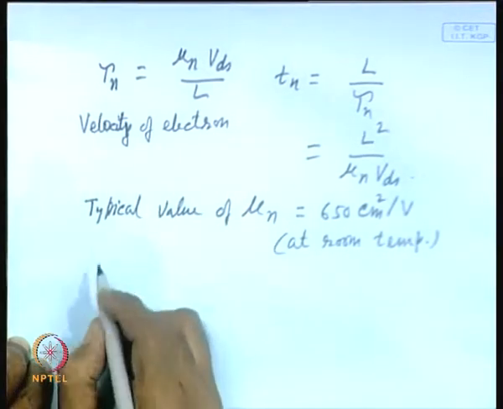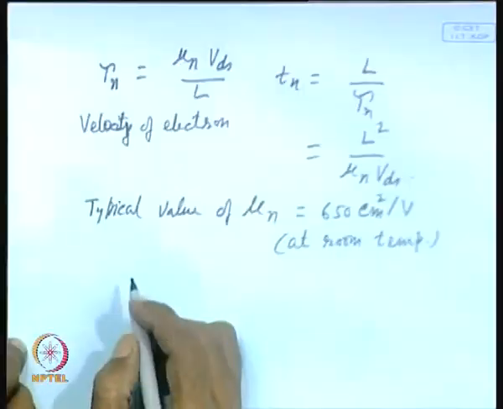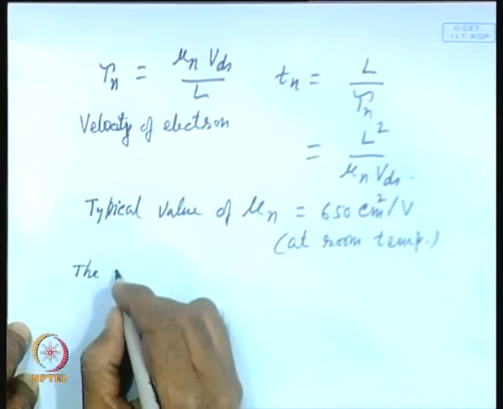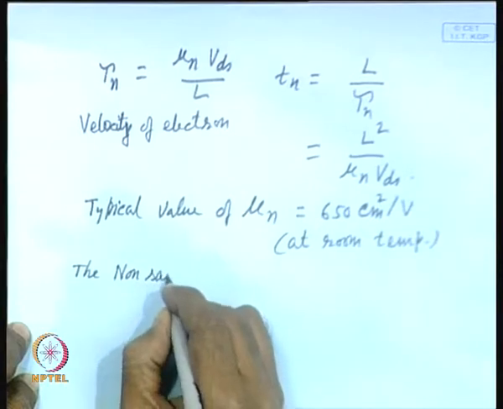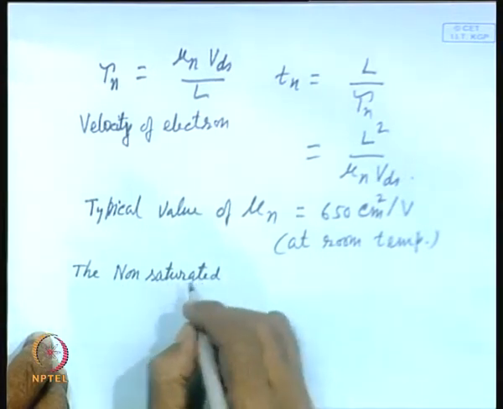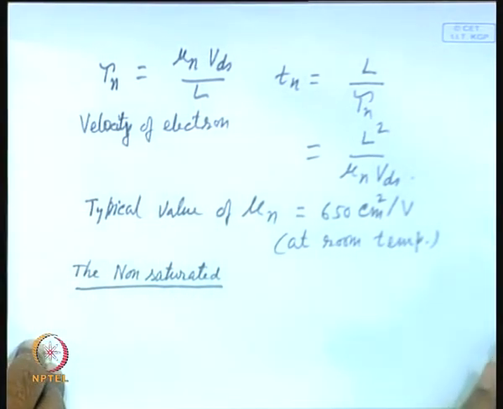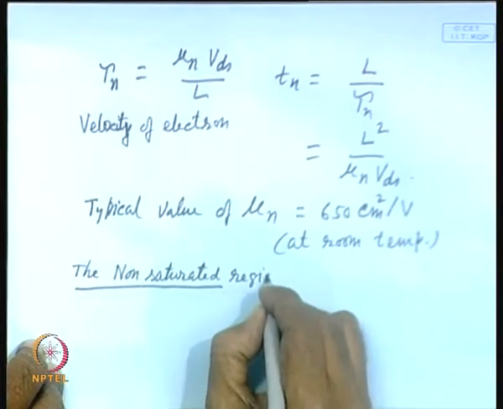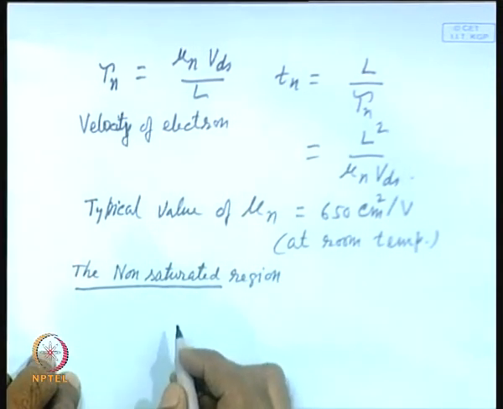Now, to do that we shall divide the entire region into three parts, as we have seen. Number one is the cutoff region. When the voltage is less than the threshold voltage, there is no channel formation, so there is no current, and we are not writing any expression for current for that. Now, we shall write down the expression for the non-saturated region, which we also call the linear or weak inversion region.